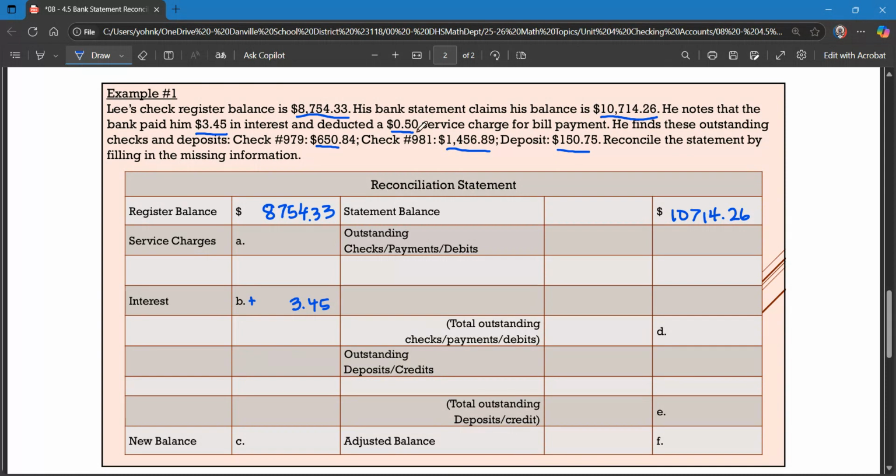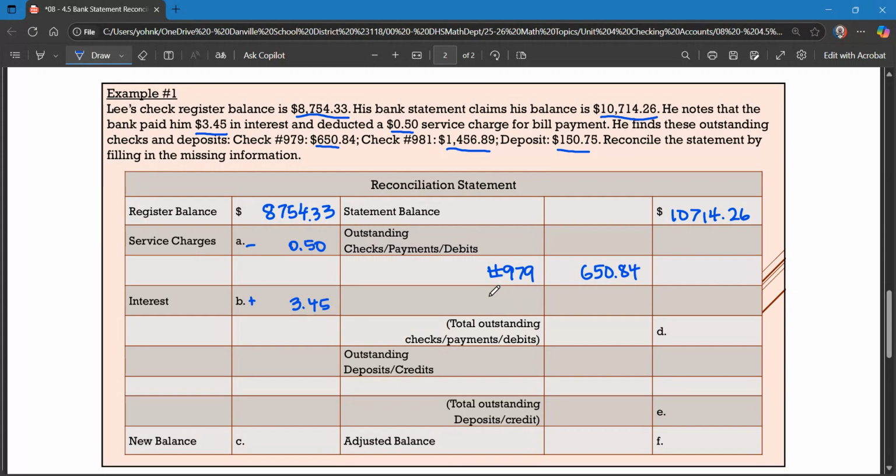And deducted a 50-cent service charge for bill payment. Well, here's service charge, 50 cents, 0.50. A service charge is money that is taken out of your account, so I'm going to put a subtraction symbol here. All right, keep reading. Outstanding checks and deposits. So outstanding check number 979. Here's where you're going to write outstanding checks, payments, and deposits. We're going to put the check number here, 979, and we're going to put how much it's for over here, $650.84. Notice which column I'm in.